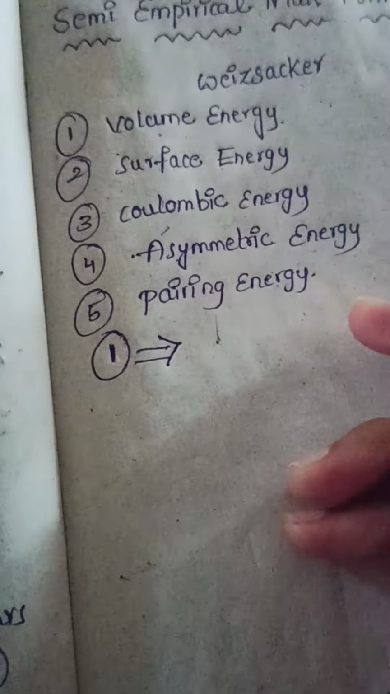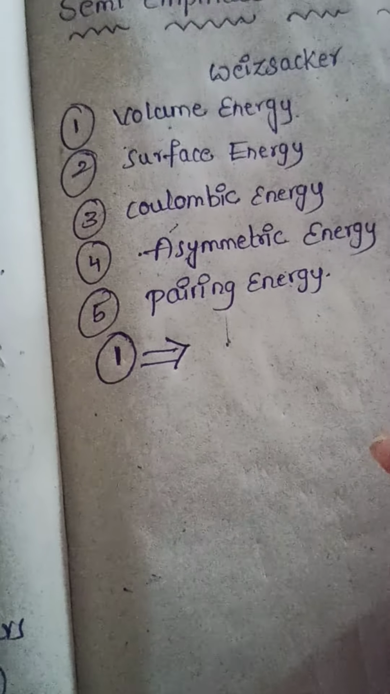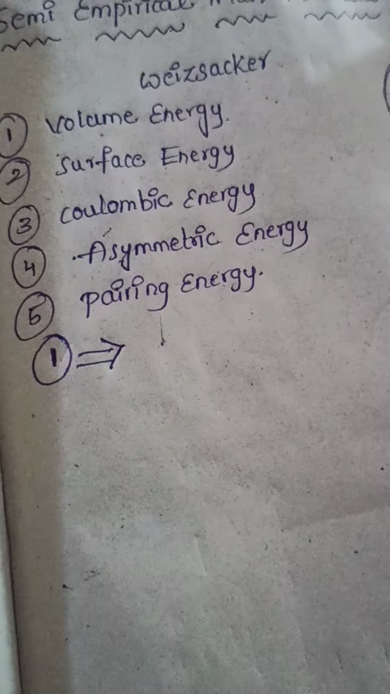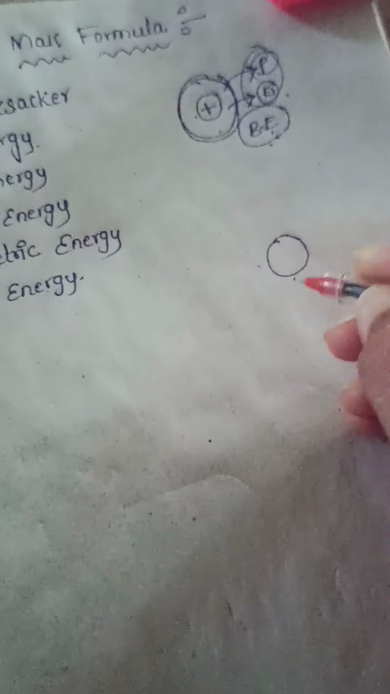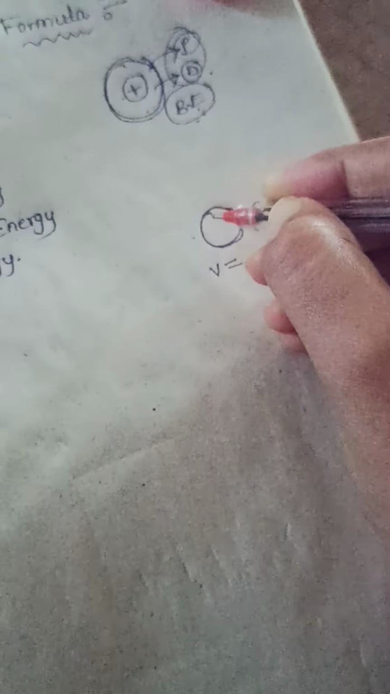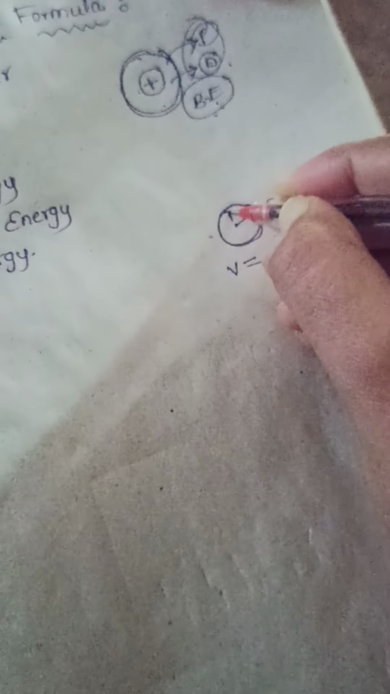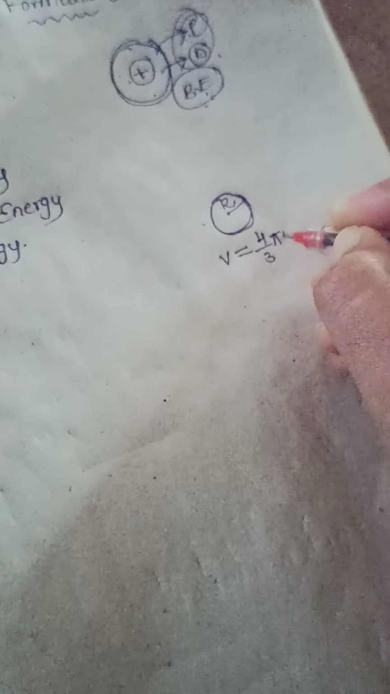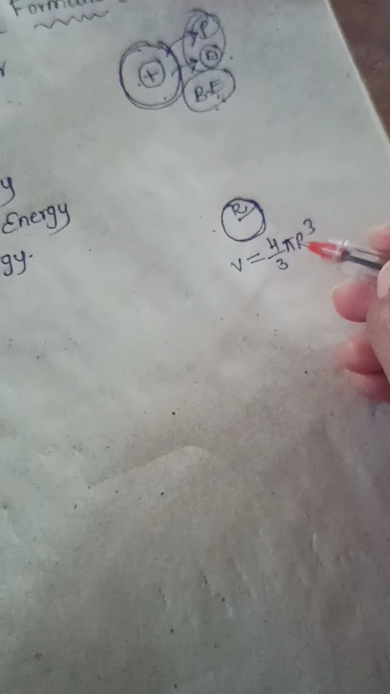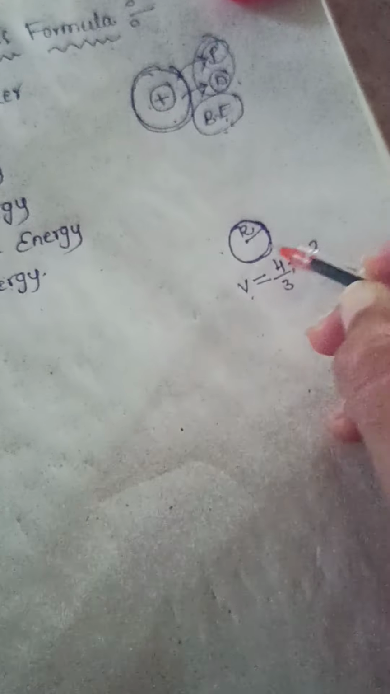Volume energy term means, in general, what is the volume of the nucleus? The nucleus is spherical in shape, so let us consider a nucleus with a radius r. Then the volume of this nucleus is V equals 4/3 pi r cube. This is the volume of the nucleus.